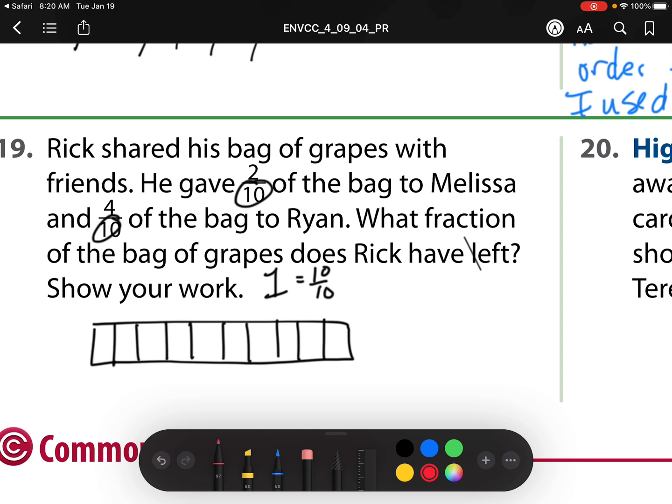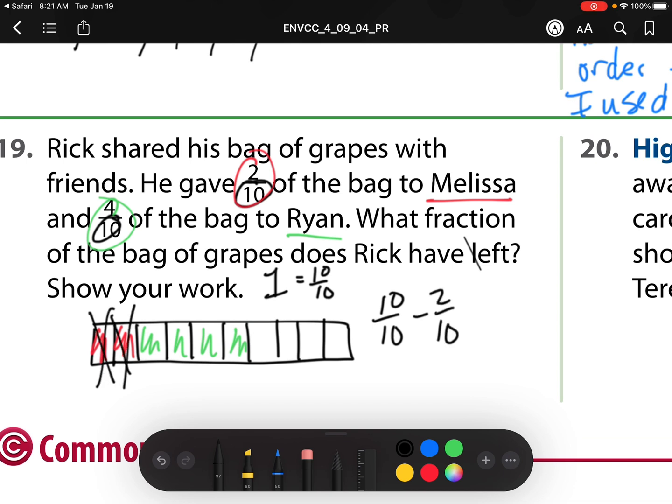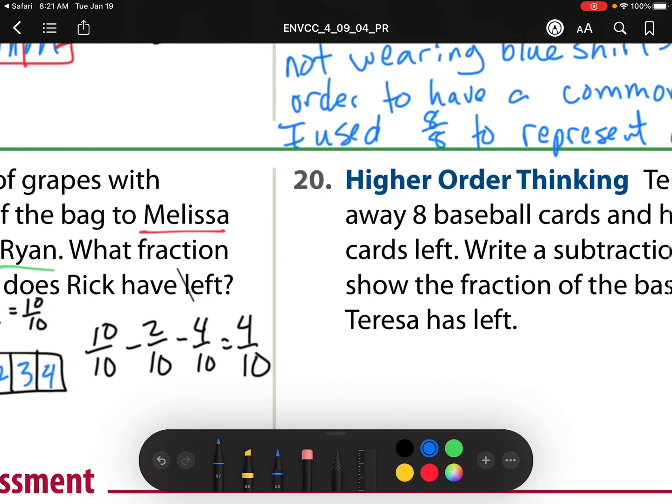And how many did he give to Melissa? Well, Melissa we're going to make as red. So he gave 2/10 to Melissa. We're going to make Ryan green. 1, 2, 3, 4. So how much does he have left? Well, we start out with 10 tenths, and we took away Melissa's because he gave them away, and we took away Ryan's because he gave them away. So what are we left with? Well, we're left with 4 tenths, which we can easily see here is 1, 2, 3, 4 pieces. So he's left with 4 tenths of the bag.